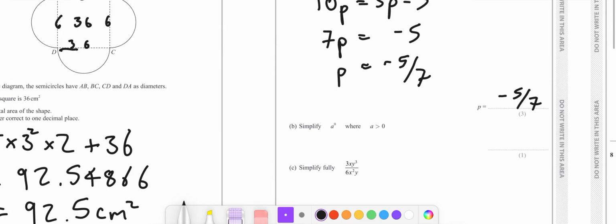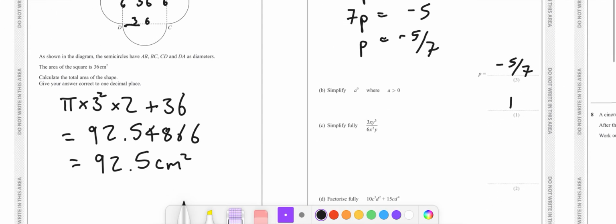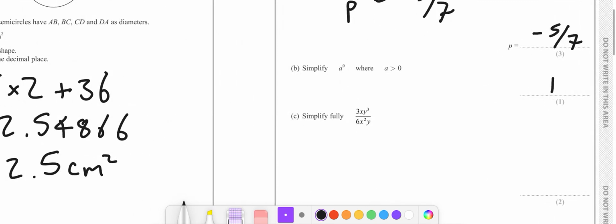Simplify a to the 0, where a is bigger than 0. Anything to the 0 is 1. Simplify fully this. Well, let's do the numbers first. That's going to be 2. X squared, that's just going to be 1 on the bottom, and that's going to be 2 on the top. So on the top we've just got y squared, and on the bottom we've got 2x.